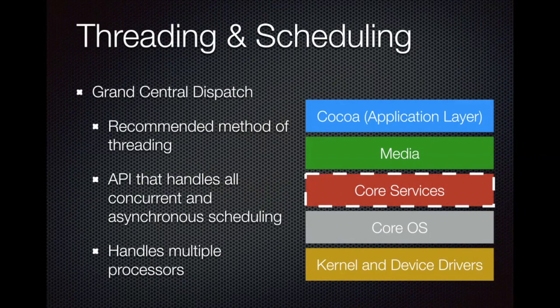So if you have a dual core processor, it will use as many of those processors as possible. If it has a quad core, 8 core, 16 core, 64 core, however many processors there are, Grand Central Dispatch automatically determines what's the best way to thread that piece of your process. So it is the recommended way to handle multi-threading on a Mac. And it handles multiple processors. So that's the major methodology that Apple uses on their Mac OS operating systems for scheduling.